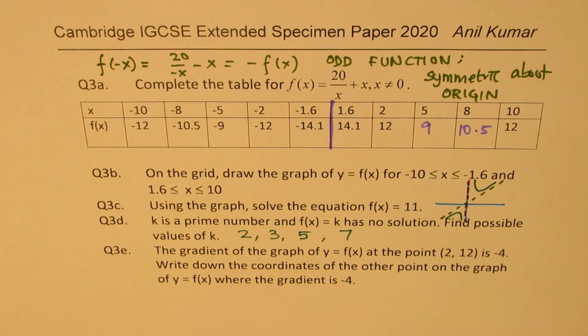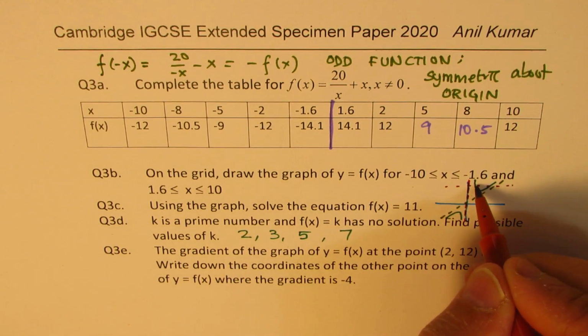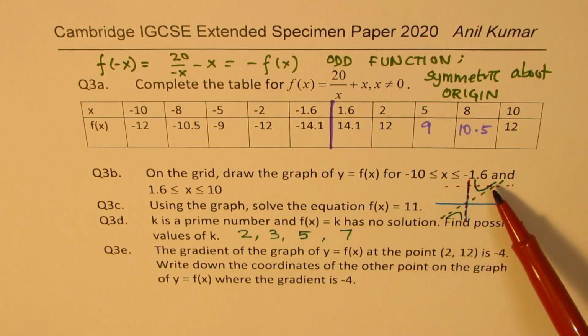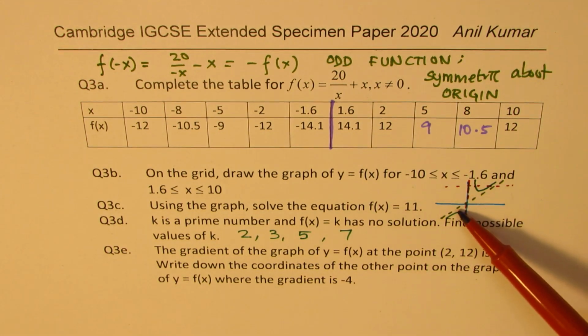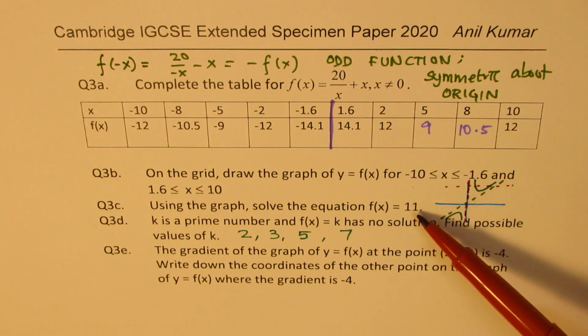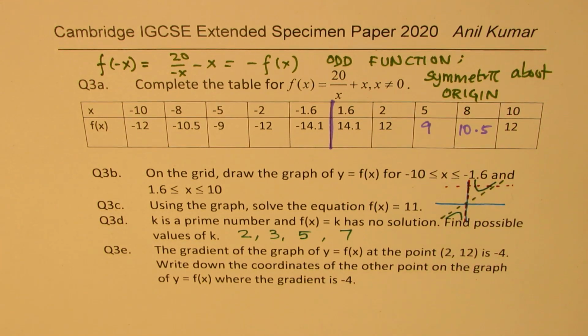f of x is equal to 11. That means we know this is 9, so we'll try to sketch this line. Definitely, there are two values. Do you see that? Two values which should give you 11. And since the graph is asymptotic to y equals x, one of the values is very close to 11. Perfect. So we get an estimate of our answer. Does that make sense to you?